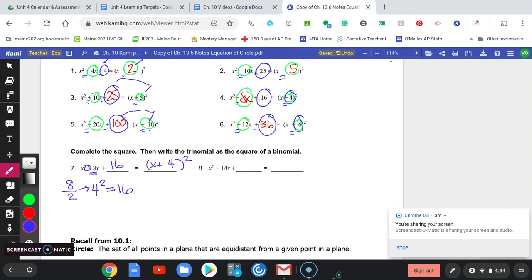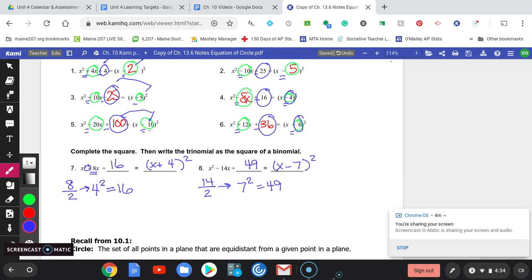We're going to do it again over here for number 8. Now, when I set up this binomial, I know it's going to be x minus something, and that gets squared. If you want to put the negative, you can. It's not necessary because we've already taken care of it. If we take that 14 and divide it by 2, that gives us a 7. So I'm going to put a 7 in the binomial on the right side. And then to figure out what goes in the constant, I'm going to square that 7, and it gives 49. So the constant term of this perfect square trinomial is going to be 49.